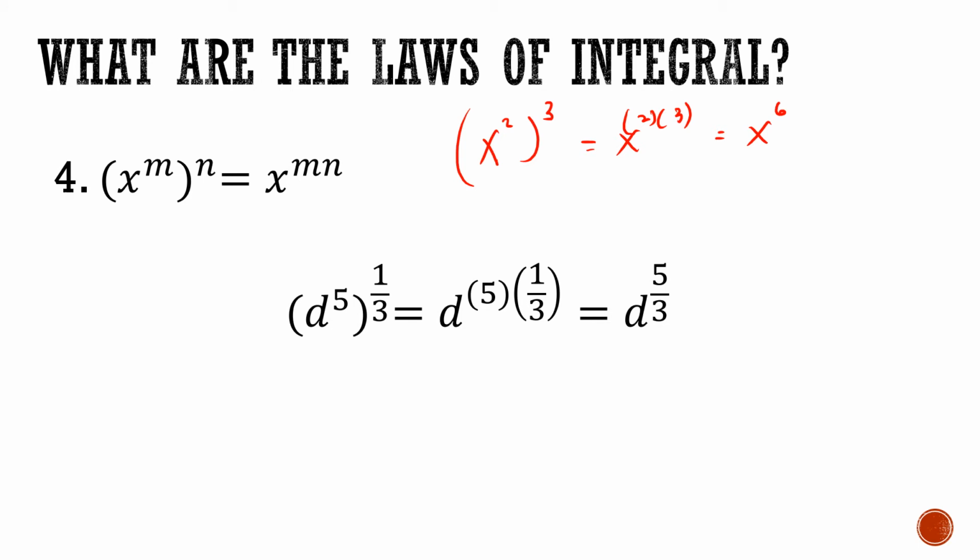Applying it in rational exponent, we have d raised to 5, raised to 1/3. So in this case, we will just simply multiply 5 by 1/3. So multiplying 5 by 1/3 will give us a product of 5 over 3. But how? Remember, a whole number has a denominator of 1. Therefore, we'll just simply multiply the numerator by numerator and denominator by the denominator. So we have 5 times 1, we have 5, over 1 times 3, we have 3. Therefore, our answer is d raised to 5 over 3.